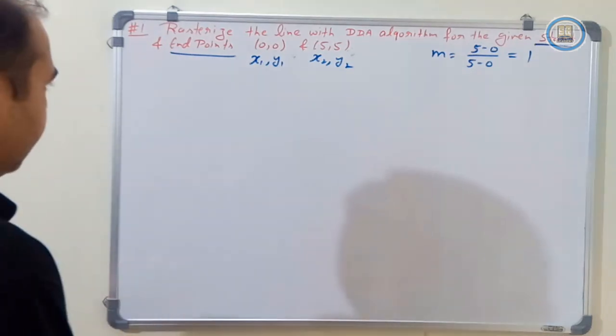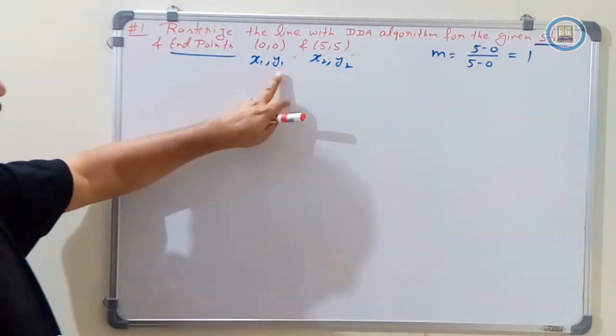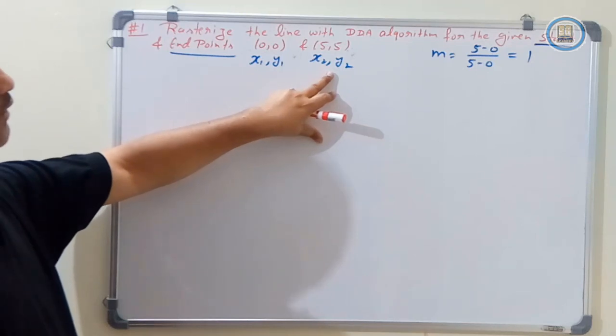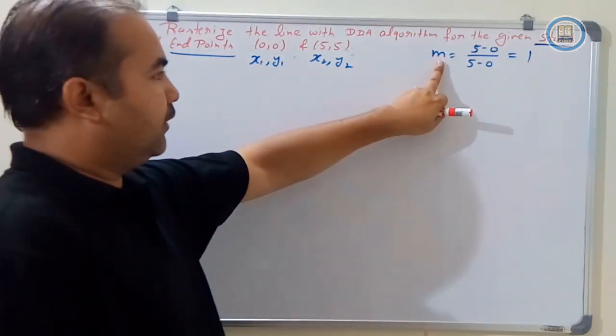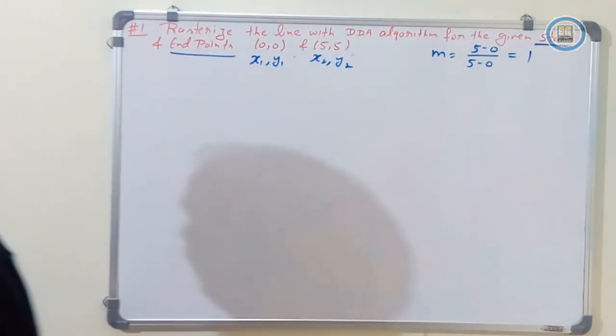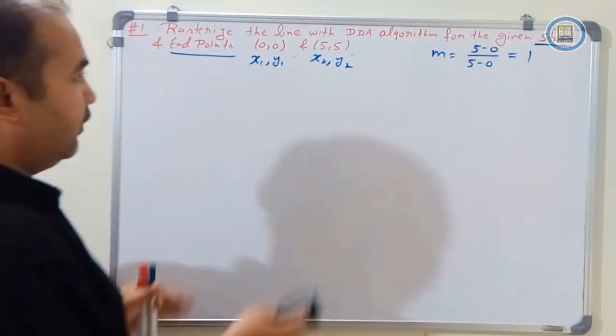So let us start with this one. X1, Y1 is given as 0, 0, and X2, Y2 is given as 5, 5. Next, M we have calculated. So you can say that for case 1 we can apply the simple DDA algorithm.